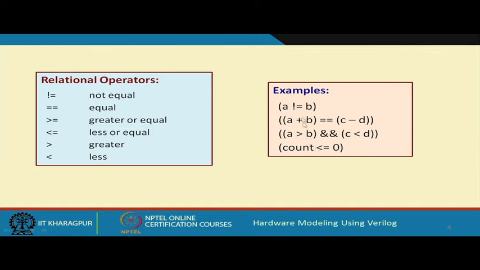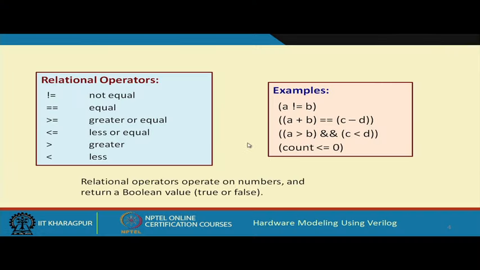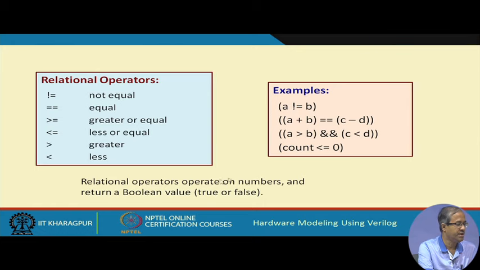Some relational expressions are as follows: a not equal to b, a plus b equal to c minus d, a greater than b and c less than d, count less than, well, these expressions you can use in some control constructs which we will be studying later, like if then else or while or for, this kind of control constructs. Okay? All right. So, as I said, a typical relational operator like a not equal to b operates on numbers. It is assumed that both a and b are numbers and the result that is generated will say whether this condition is true or false. So, it is a Boolean value, right? This is true for relational operators.